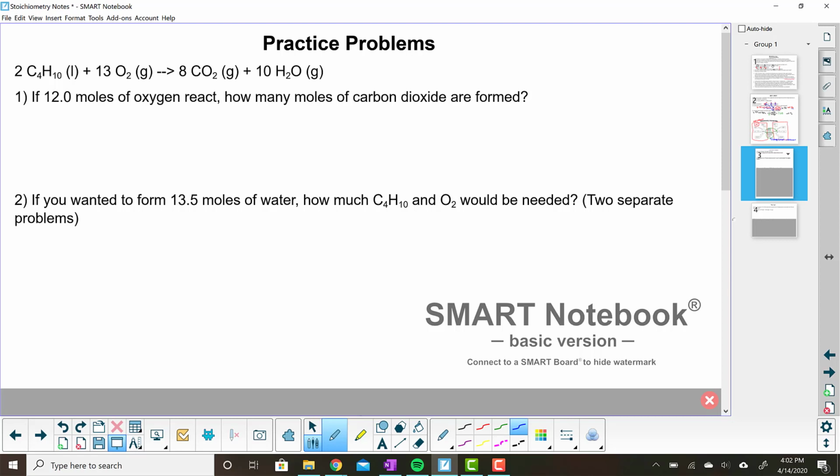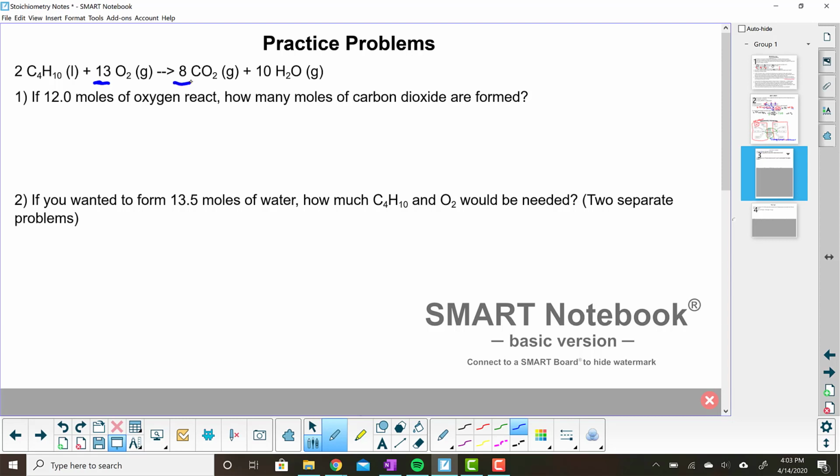Question 1. If 12 moles of oxygen react, how many moles of carbon dioxide are formed? Okay, let's look at the reaction. In the reaction, I'm starting with 13 moles of oxygen. And it says 13 moles of oxygen will produce 8 moles of carbon dioxide.